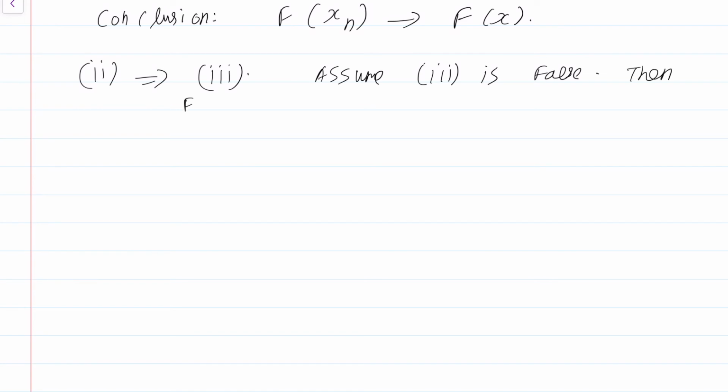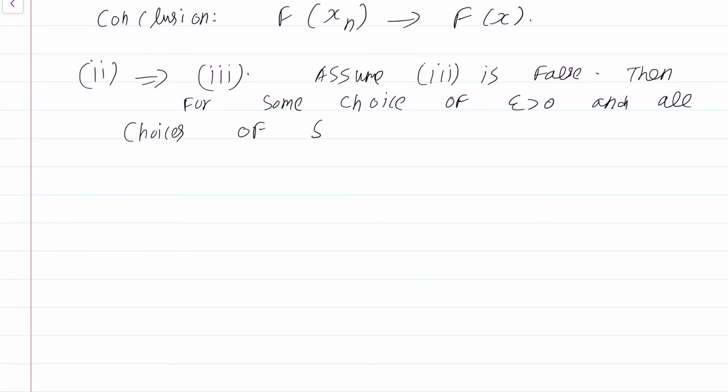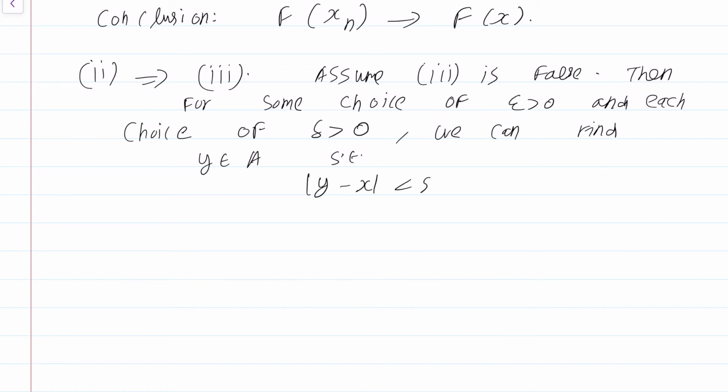Then for some choice of epsilon greater than 0 and each choice of delta greater than 0, rather than writing all, I will use each, it will clarify things better, we can find y in A such that mod y minus x is less than delta, but mod f of x minus f of y is greater than or equal to epsilon, right? No delta works, so for each delta there must be some y that plays spoil sport.